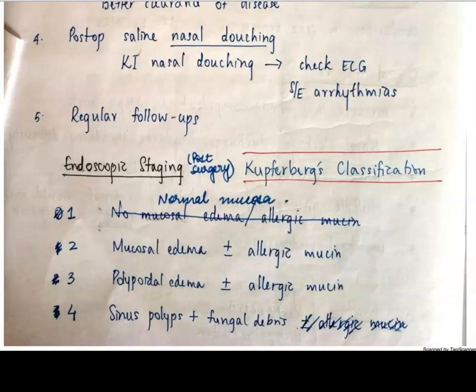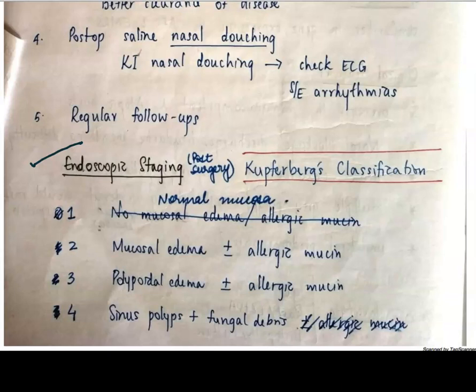So on follow-ups we do endoscopic examination, and based on that we have one more staging which is again very, very important for your exam purpose, for theory as well as viva. It can come as a separate question. It is called endoscopic staging, which is post-operative endoscopic staging. It is named as Kupferberg's classification. So it has 4 grades.